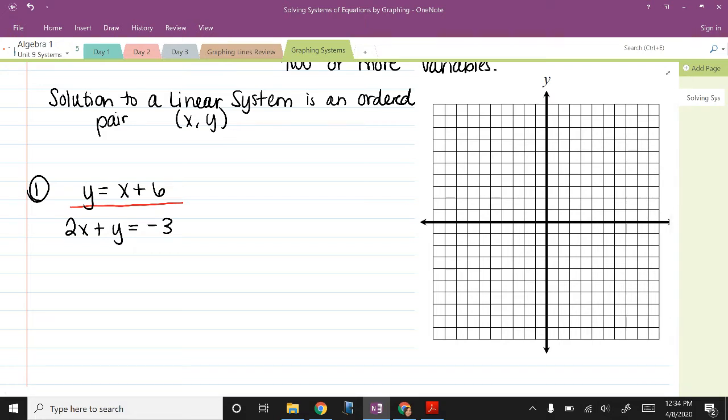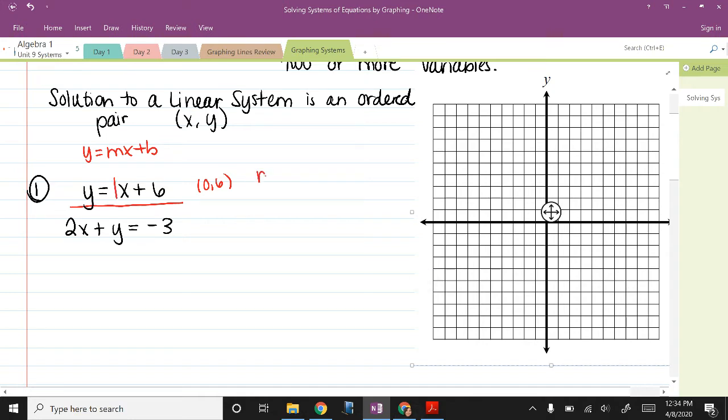Remember that slope-intercept form looks like y = mx + b. So there's really not much we can do with that one except go ahead and graph it. Our b term is 6, so that's our y-intercept. We're going to start at (0, 6). My slope in front of that x is an understood 1. And remember, for slopes, we need a rise over run. So my slope is 1 over 1.